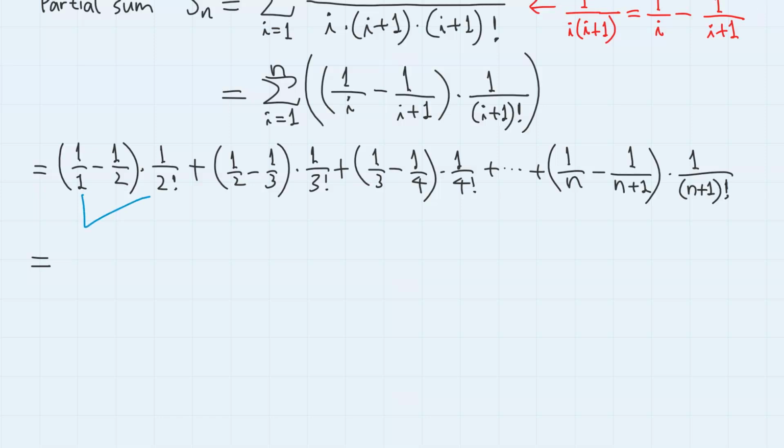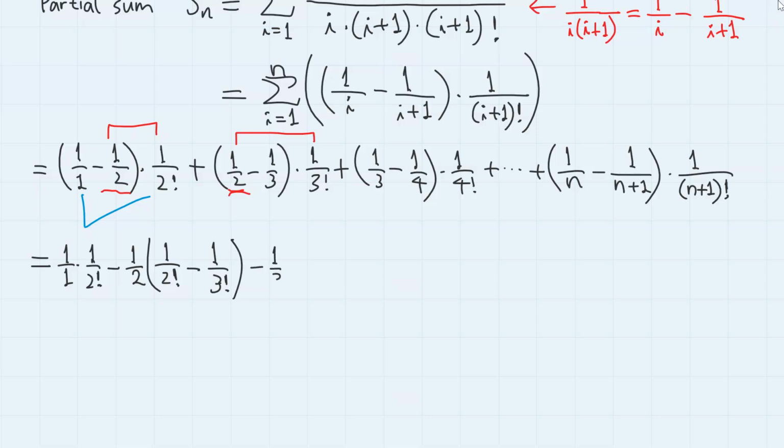First, we write the very first term, 1 over 1 times 1 over 2 factorial. Next, let us write terms that contain 1 over 2. You can see them in here and here. So we have minus 1 over 2 times 1 over 2 factorial over here, and then we have plus 1 over 2 times 1 over 3 factorial. So we write minus 1 over 3 factorial.